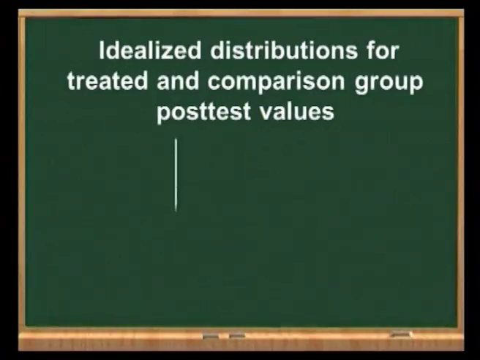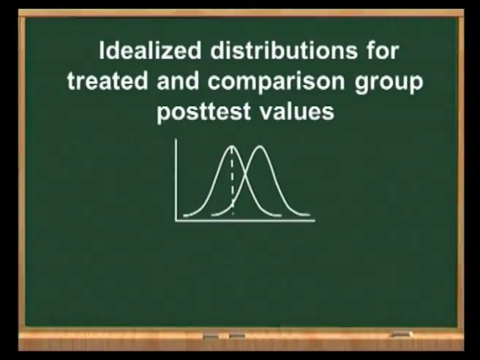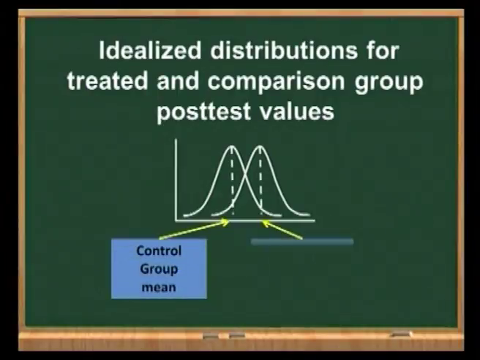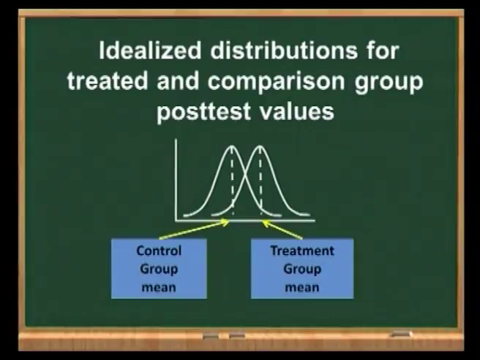Figure 1 shows the distributions for the treated group, that is blue, and the control group, that is green, in a study. Actually, the figure shows the idealized distribution. The actual distribution would usually be depicted with a histogram or bar graph. The figure indicates where the control and treatment group means are located. The question the t-test addresses is whether the means are statistically different.